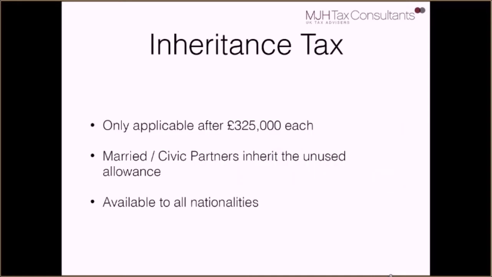However, everyone has what's called a nil rate band of £325,000, and there was a change in legislation, maybe 10 years ago now, which allows the surviving spouse or civil partner to inherit the unused nil rate band of the deceased spouse. And again, this nil rate band is available to all nationalities. Whereas the personal allowance for income tax depends on your resident status or your nationality, the allowance for capital gains tax and the nil rate band for inheritance tax are available to everybody, regardless of nationality and regardless of their resident status.